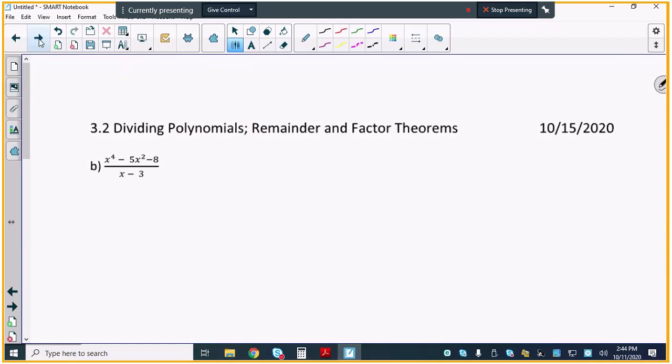So let's try to solve the next problem. This time you're dividing a 4th degree polynomial by a 1 degree polynomial. So it is a 4th degree polynomial, and if you see, the cubic term, the degree 3 term, and the degree 1 term are missing.